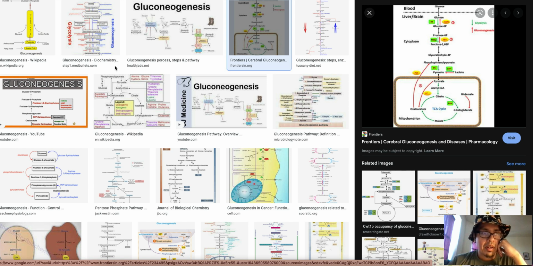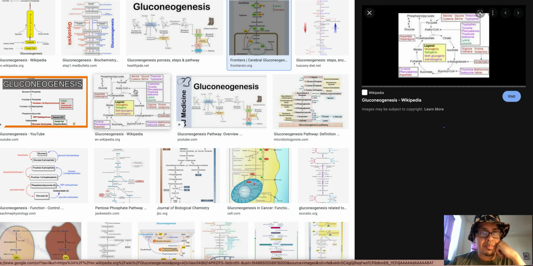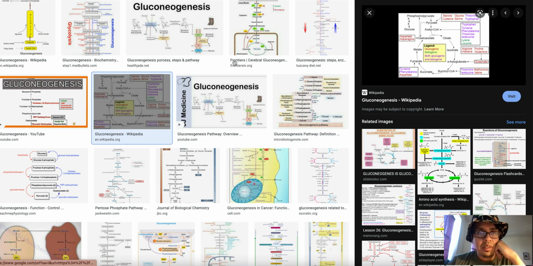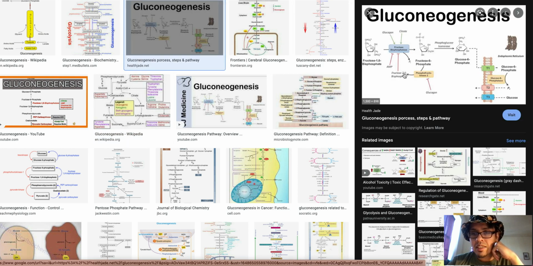Where does this happen? How do you get these additional sources? And essentially, what is the process of this occurring? What happens in gluconeogenesis is that in the liver cells and kidney cells, and in a small part in the intestinal cells, this reversal of glycolysis occurs.